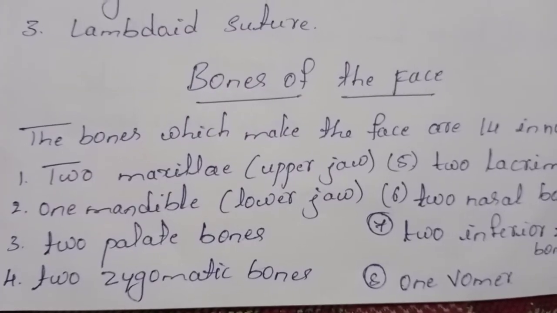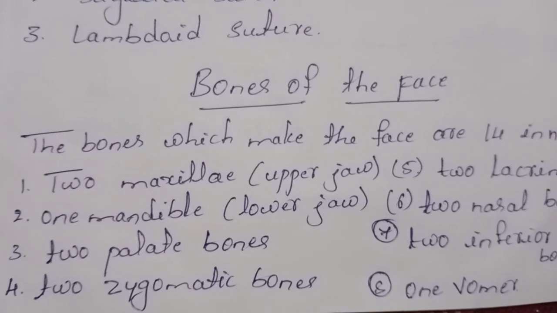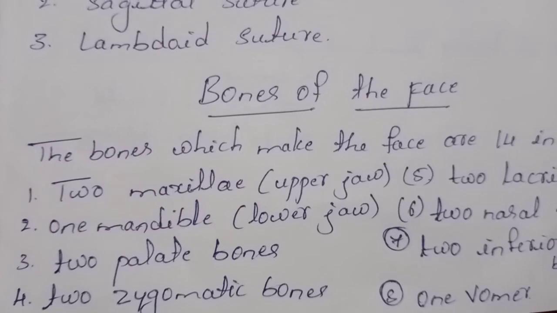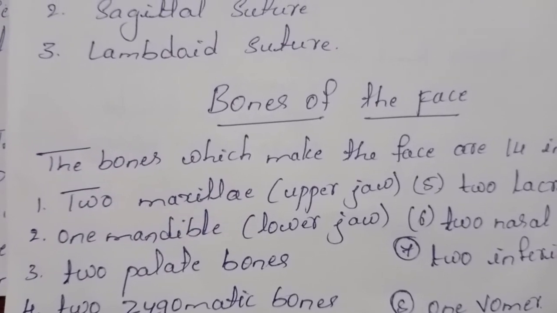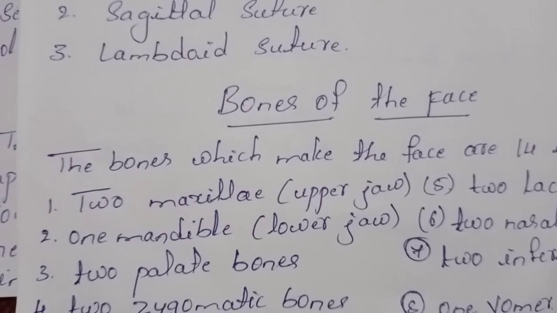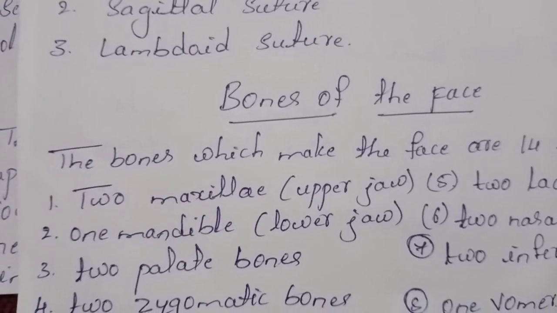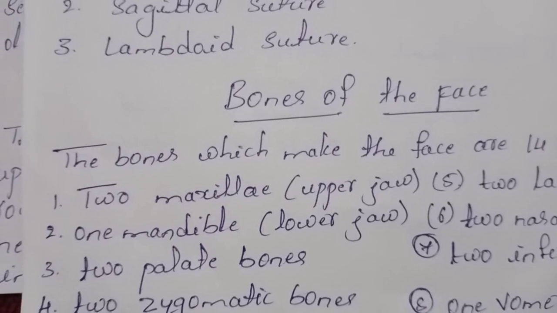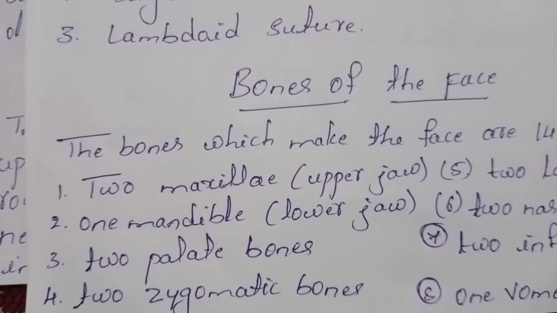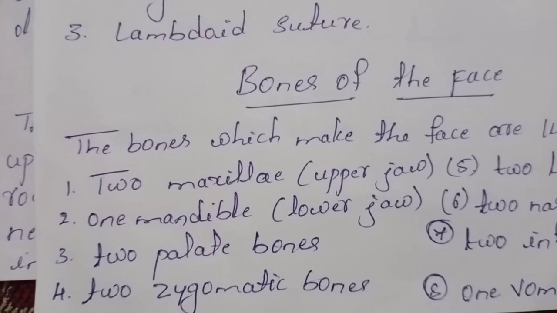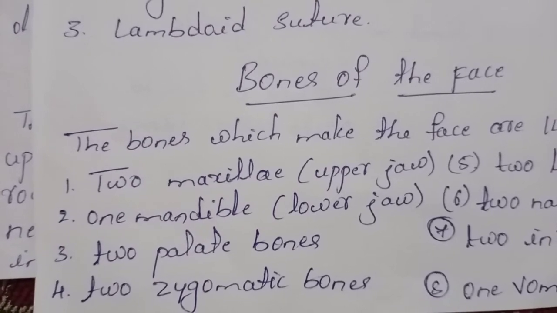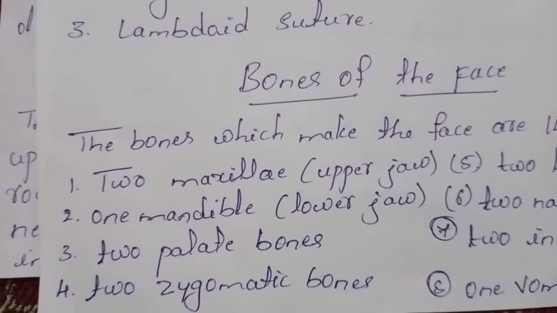Next, move to bones of the face. The bones which make the face are 14 in number. Those bones are 2 maxillae means upper jaw, 1 mandible lower jaw, 2 palate bones, 2 zygomatic bones, 2 lacrimal bones, 2 nasal bones, 2 inferior turbinate bones and 1 vomer.